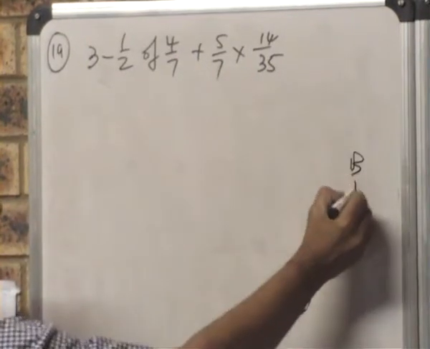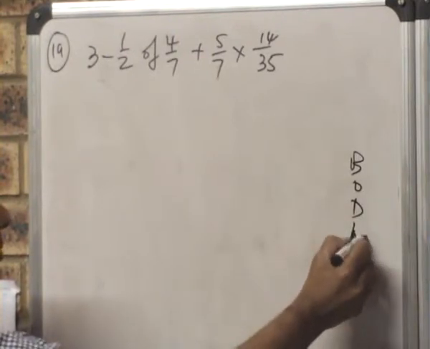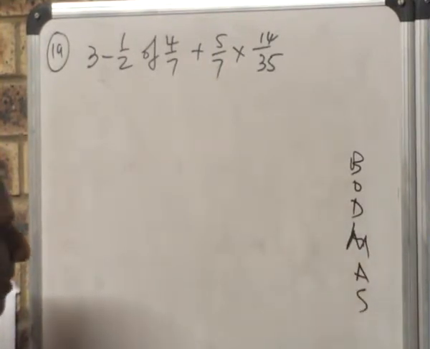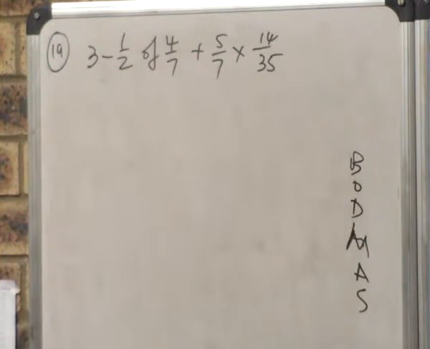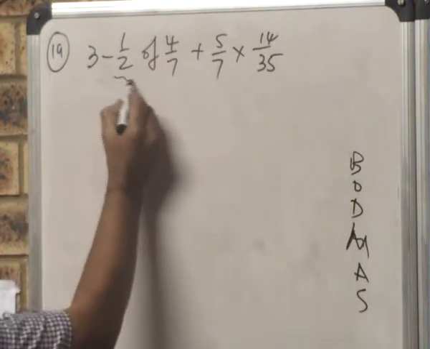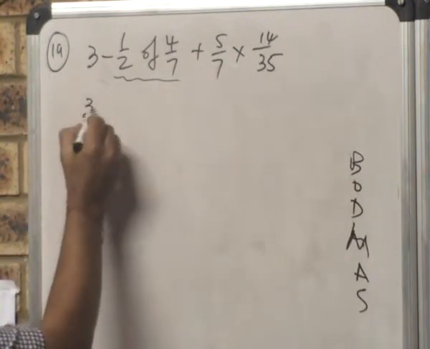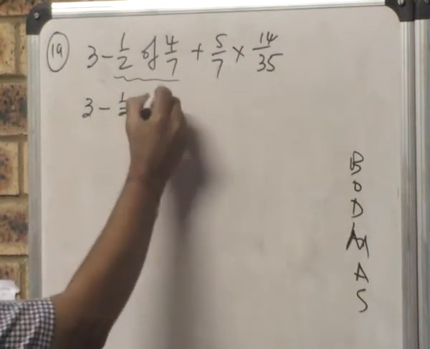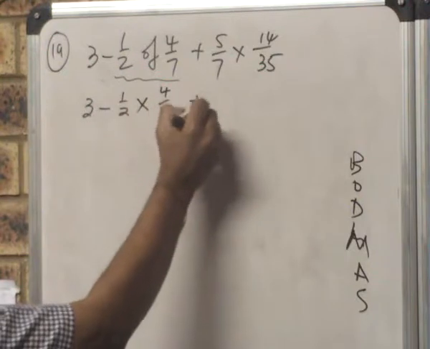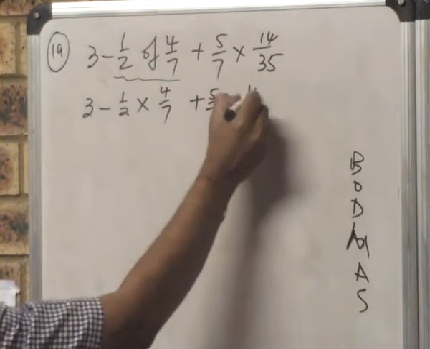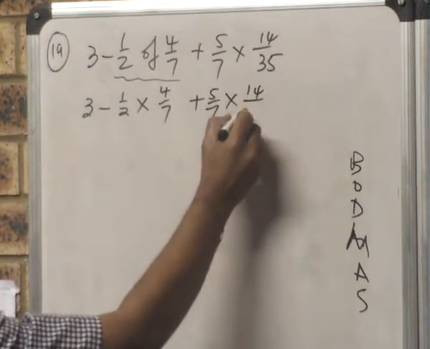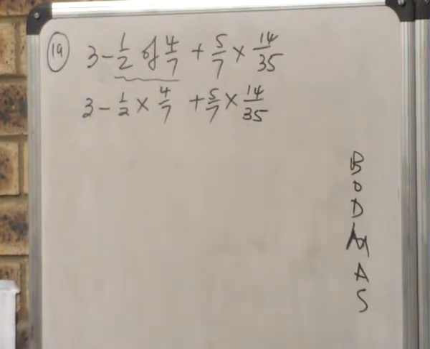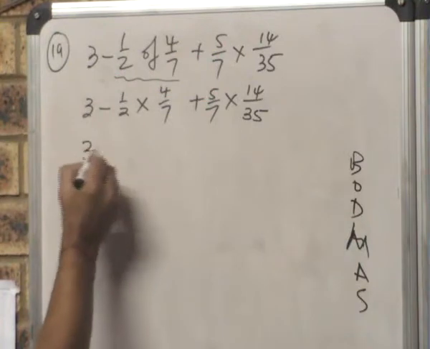BODMAS. And if I have to add and subtract, I'll go left to right. So, there's an off. So I'm going to do that. So there's the 3 minus half. Off means multiply. 4 over 7 plus 5 over 7 times 14 over 35.